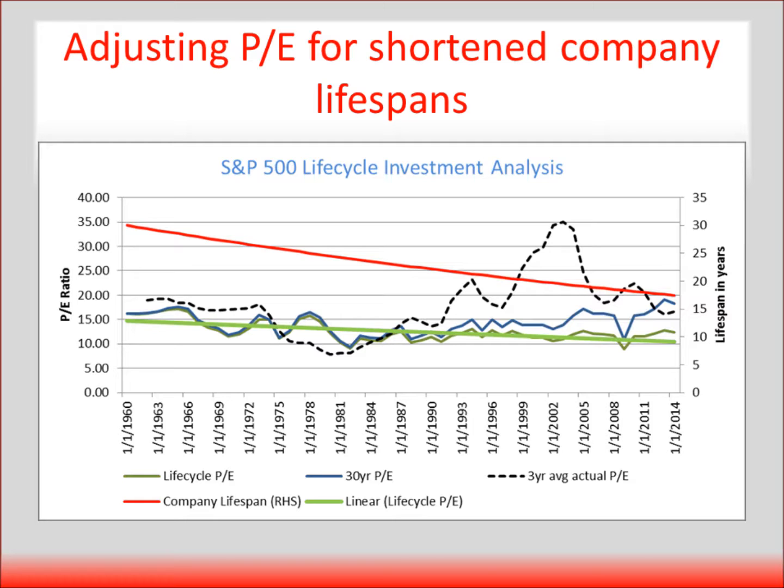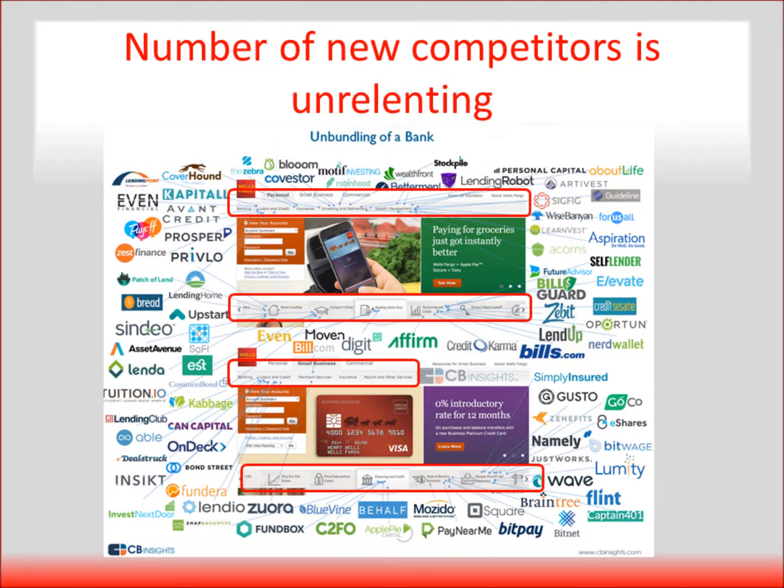The red line shows the company lifespan on the right-hand scale, declining at 1% each year approximately. The blue line shows what the PE would be if the lifespan were constant at 30 years throughout the study. The dark green line shows the lifespan adjusted PE, and the light green trend line shows the trend of that lifespan PE slowly declining over time. The actual PE is shown by the dashed line. So it's a slow grind down, but based on this reality, we do expect PE ratios to trend down over time.